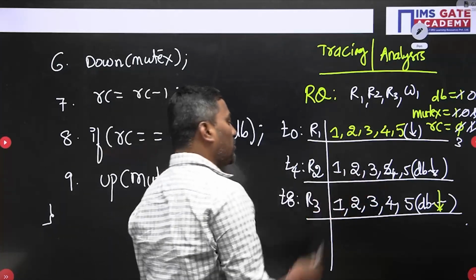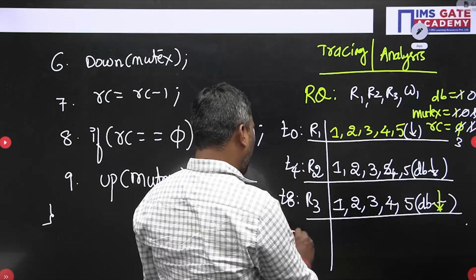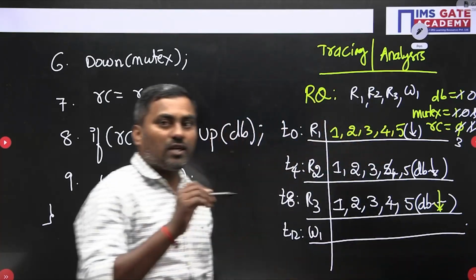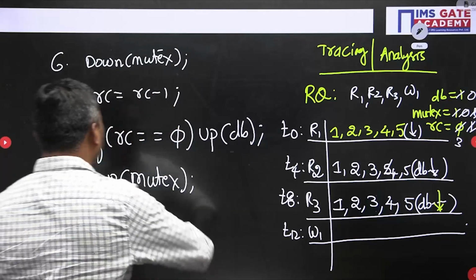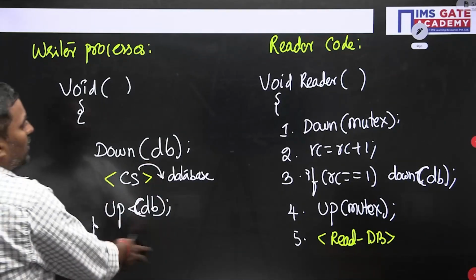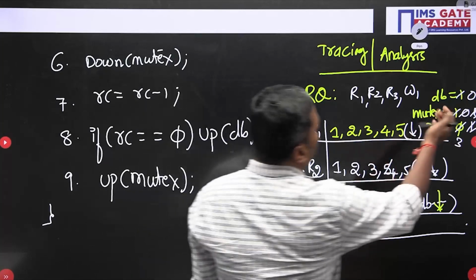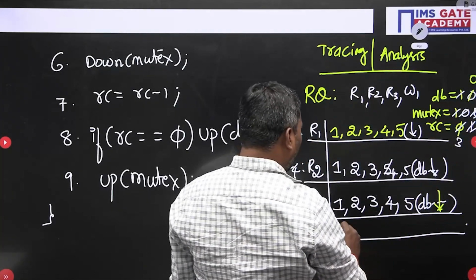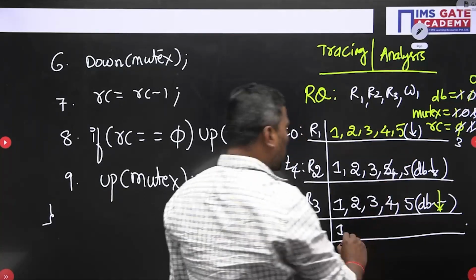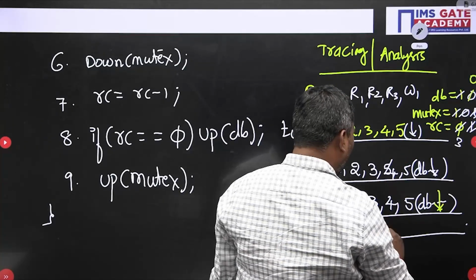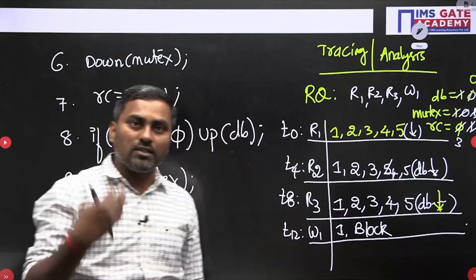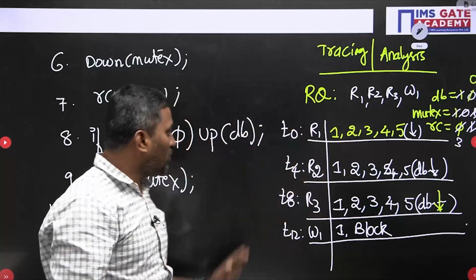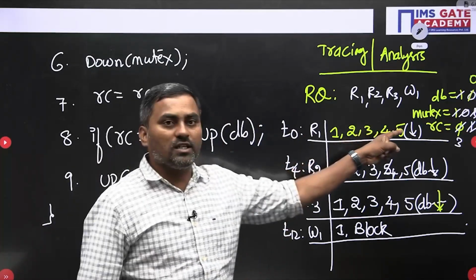Now suppose preemption occurs at time T12 and the writer is started. Will the writer go inside the critical section or not? You should understand the writer code. It does down on DB. DB value is how much? 0. So 0 down is unsuccessful, and the operation should block. The writer got blocked here.